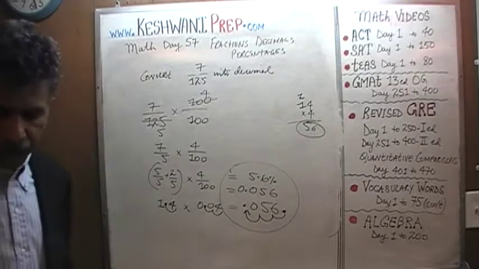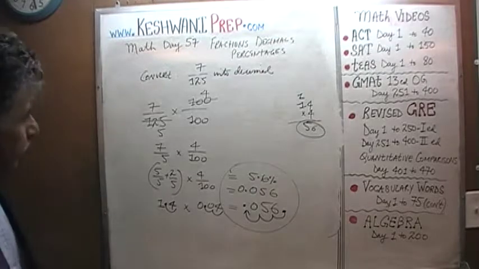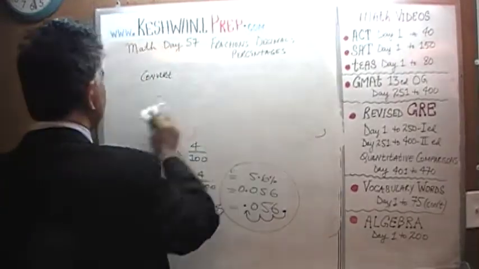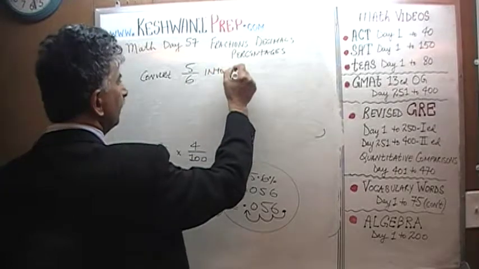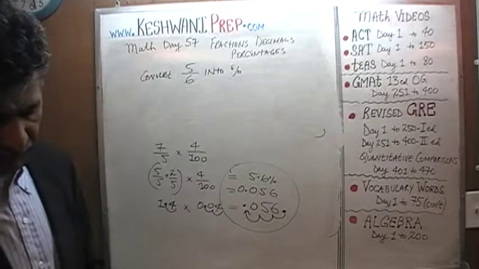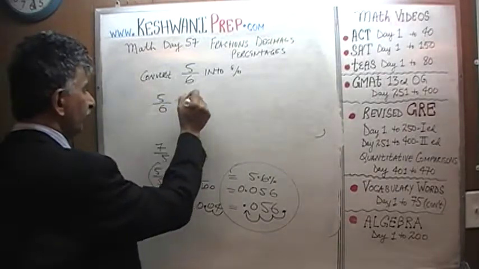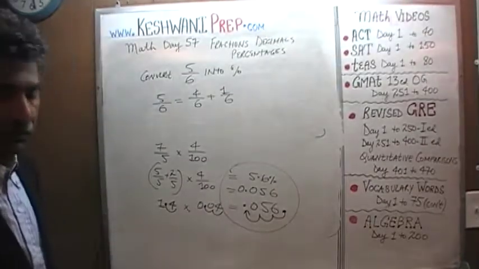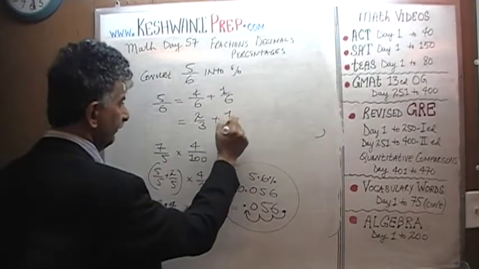Let's do one more. Convert 5/6 into a percentage, or decimal if you like. Well, 5/6 of course is the same as 4/6 plus 1/6. 4/6 we know is simply 2/3, plus 1/6.